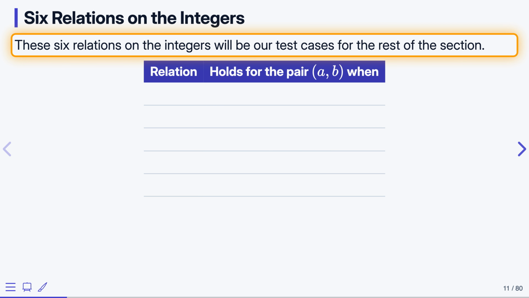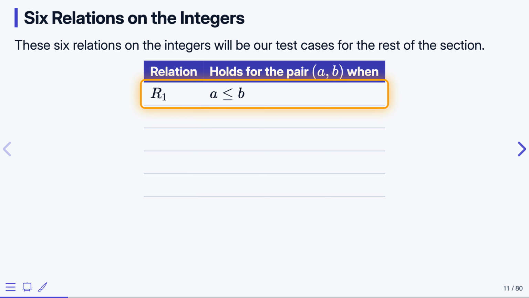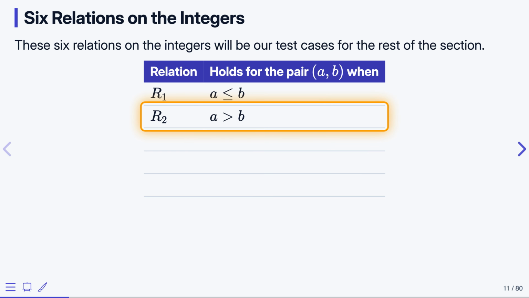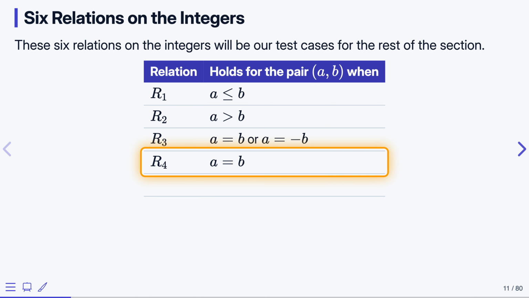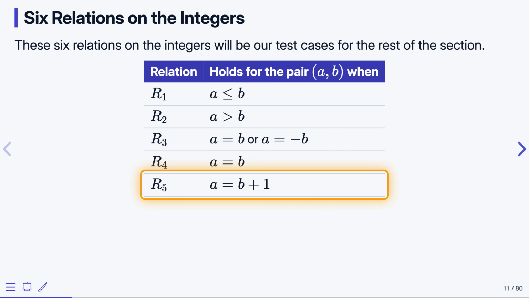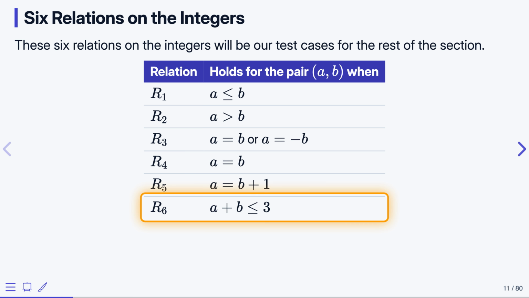These 6 relations on the integers are our test cases for the rest of the section. We come back to them again and again, so let's read them slowly. R1 holds the pair a, b when a is less than or equal to b. R2 holds a, b when a is greater than b. R3 holds a, b when a equals b, or a equals minus b. R4 holds a, b when a equals b. R5 holds a, b when a equals b plus 1. And R6 holds a, b when a plus b is less than or equal to 3.